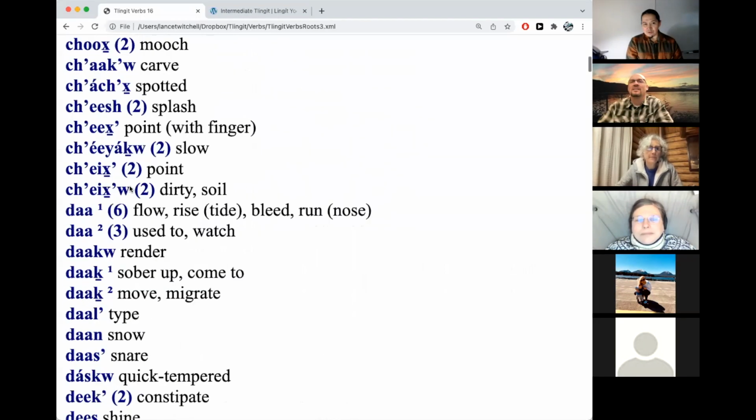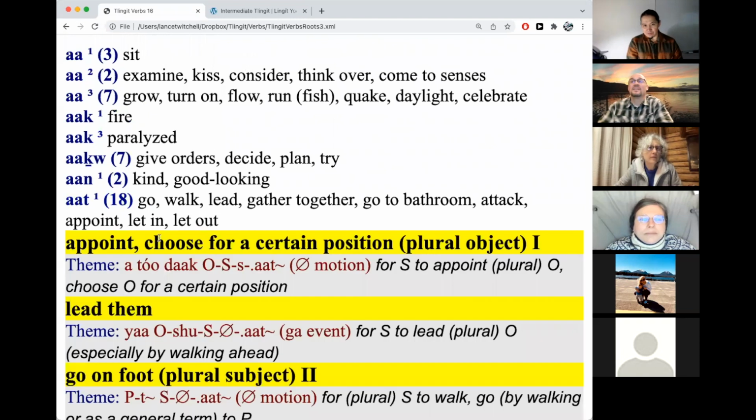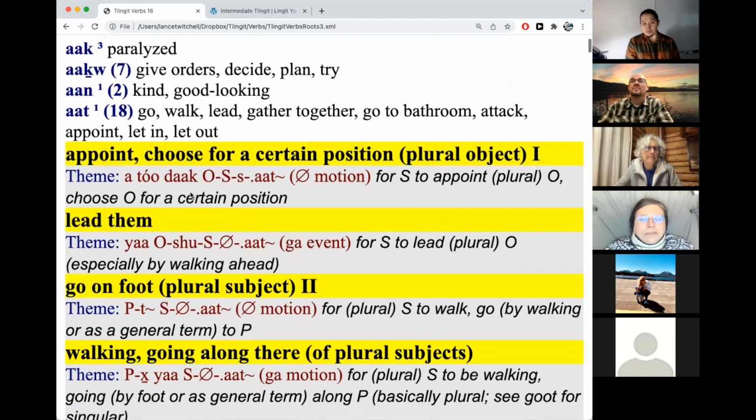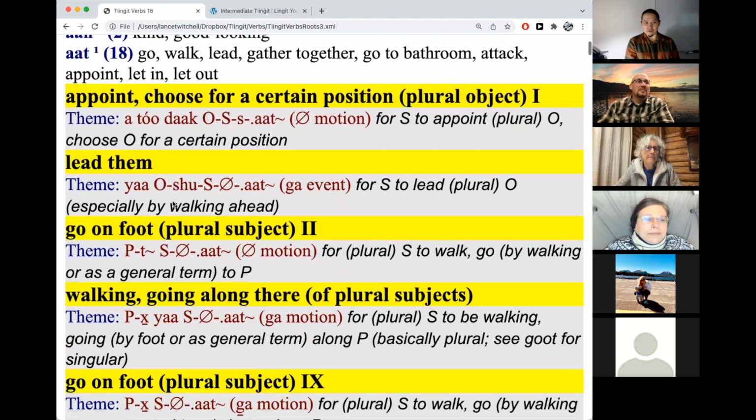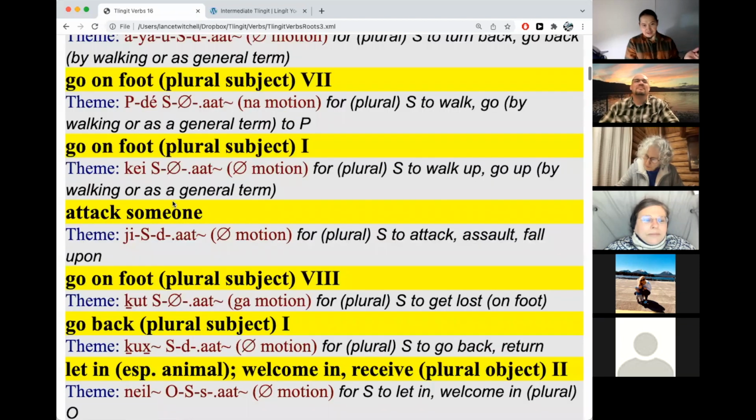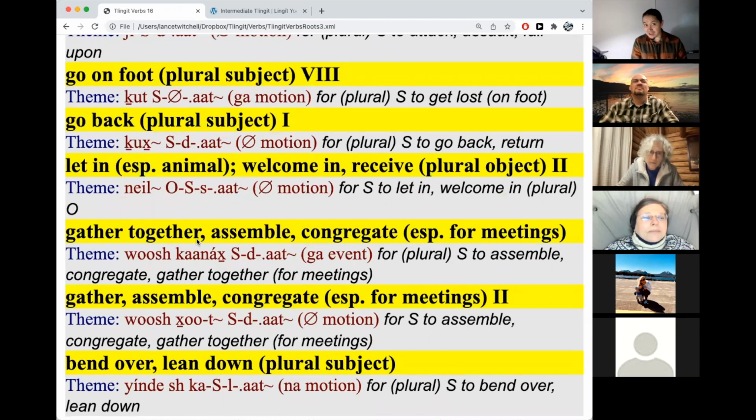I think here I'll show you folks where to find this stuff. So we go to the ot verb for plural people to move around. This is the plural form of gut. And so we're going to go down, we see appoint, lead them, go on foot, and we'll scroll around, go to the bathroom, attack, and then we've got gather. Now, I have heard both of these, wush kanach and wush chut. I think speakers tend to prefer one over the other, but I haven't heard if there's really a difference between them.